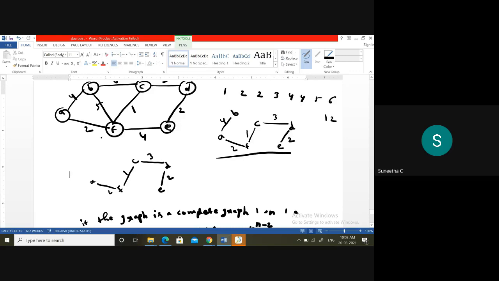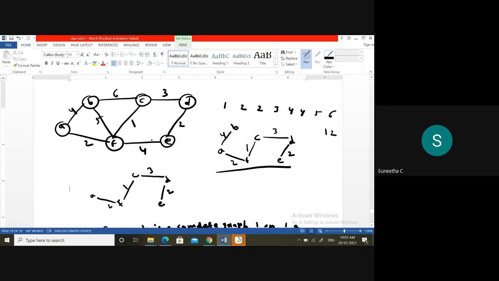Next 4, in the sense 4 is having two edges, either AB or FE. In the previous case, we have taken AB first. Now we'll take FE. If we take FE, a cycle will form. So we cannot take FE. So this is the final one. This is the final one. Another spanning tree is not possible in this case.